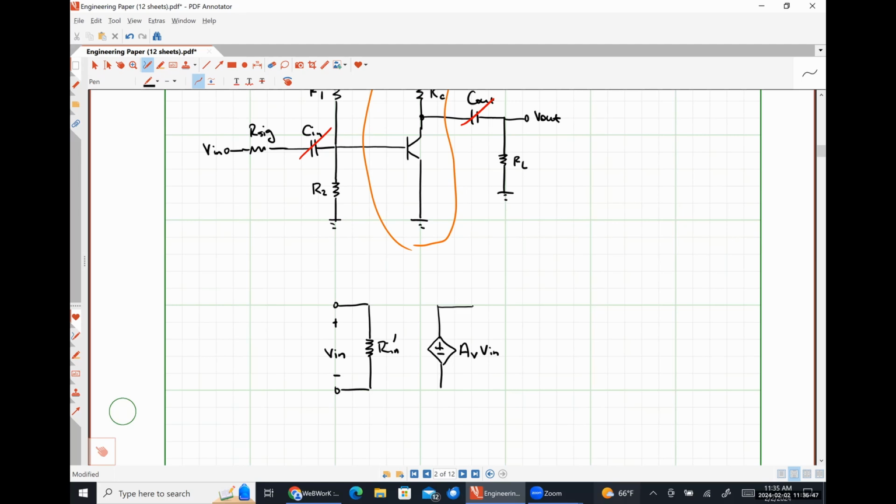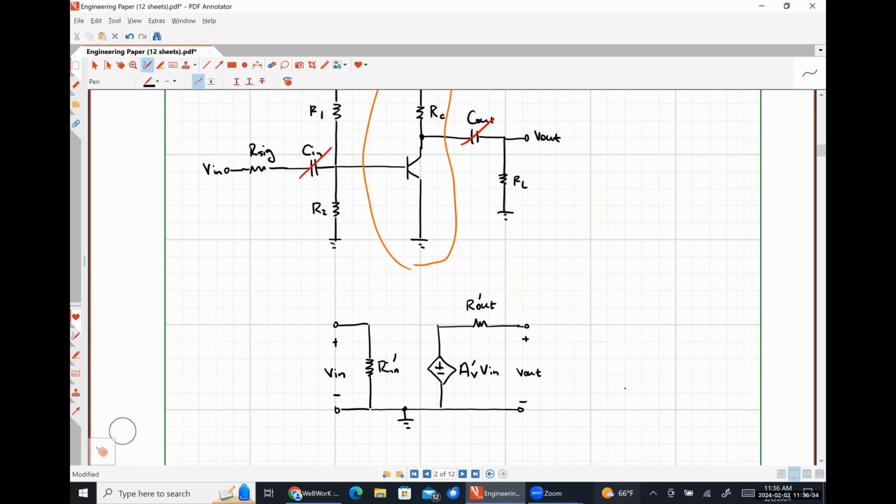So this is V in. This is R out. This is V out. And we have a common ground. So I'm going to put that down here. So all of this information right here, let me put this as R out prime and A V prime. This is all the parameters of the amplifier that we just solved for. Okay. So now I need to figure out how everything else is going to be connected.